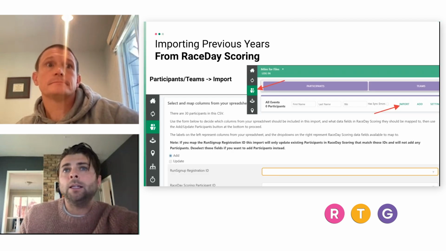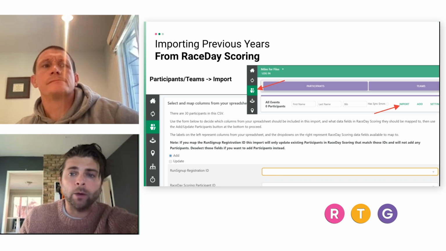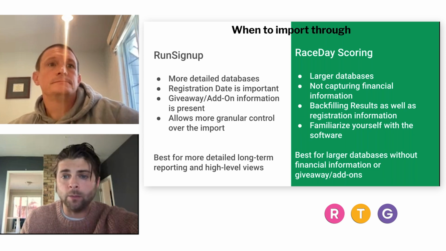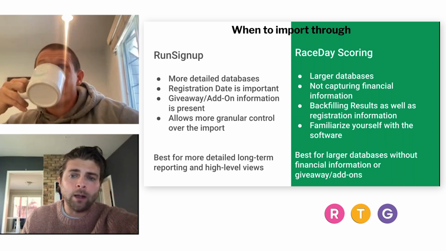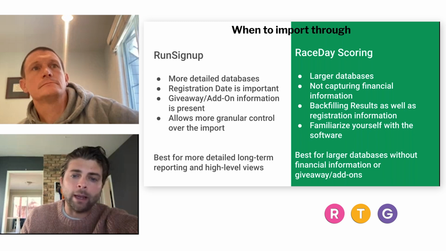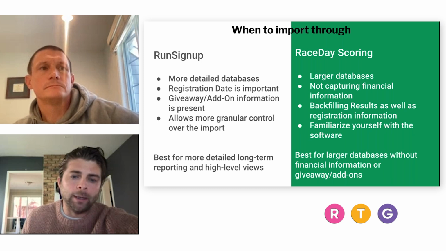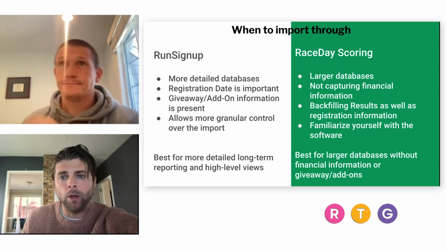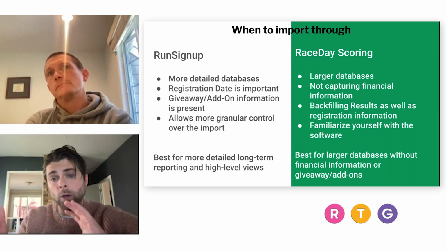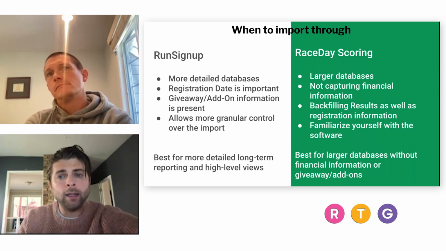There is some information that we don't bring in on the race day scoring side that does come in on the RunSignup side of things that might determine how you want to import this. When you're bringing stuff in on the RunSignup side, it's a lot better for more detailed databases, maintaining stuff like registration date, giveaway, and add-on information, and a little bit more granular control over the import. If you are importing for a larger client or someone who's looking for more detailed and longer term reporting and high level views on their dashboard, this would be a good option there.